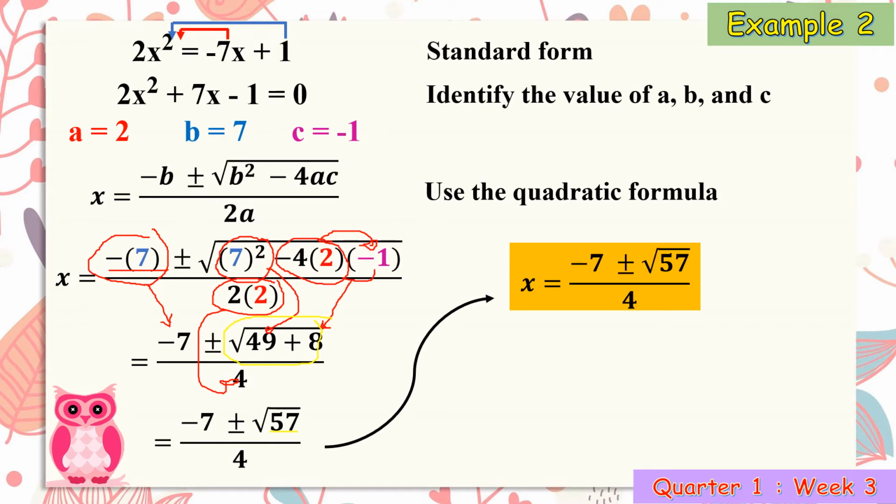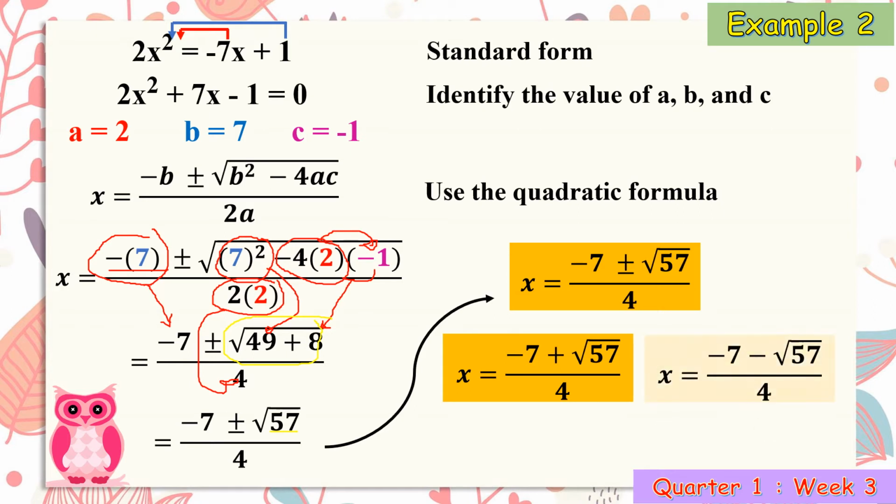So we can separate the two roots of our quadratic equation as our x sub 1 will be negative 7 plus square root of 57 all over 4. And our x sub 2 can be negative 7 minus square root of 57 all over 4. So these are the roots of the given quadratic equation.